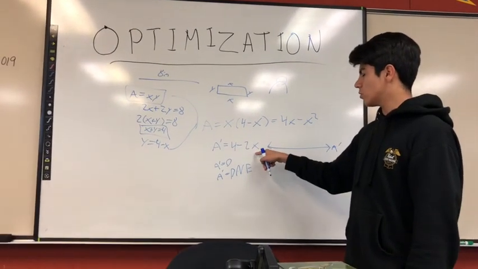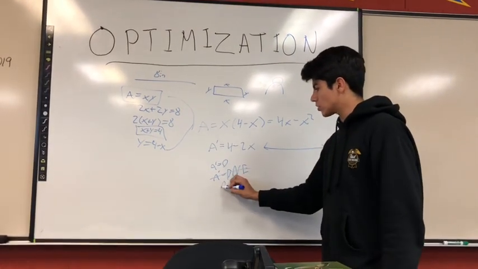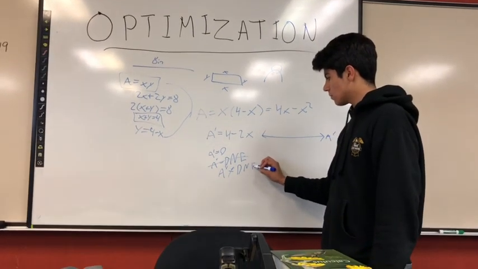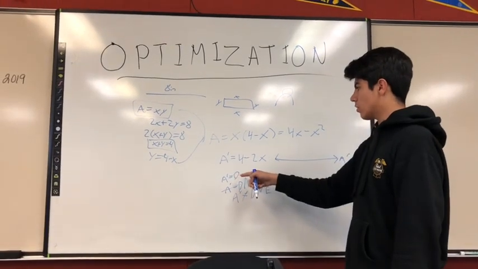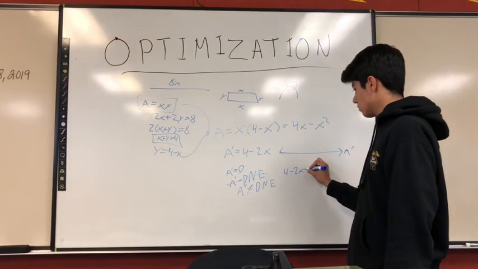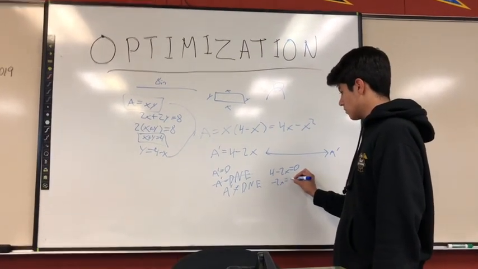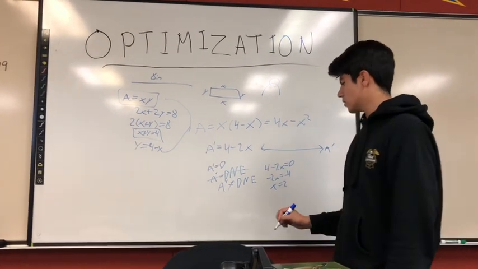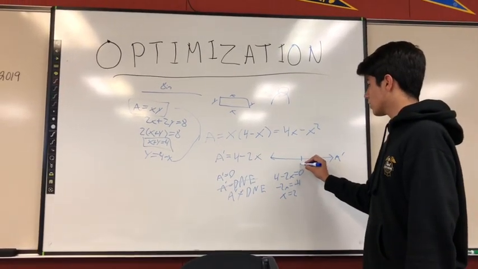If I graph this, it would just be a line, so it's not going to not exist anywhere. So you might actually want to write that A prime does not exist. But what I'm really going to be concerned with is when A prime equals 0. So I'm going to set my derivative equal to 0. And from solving, I see that x is equal to 2. So I'm going to put a 2 on this number line here.